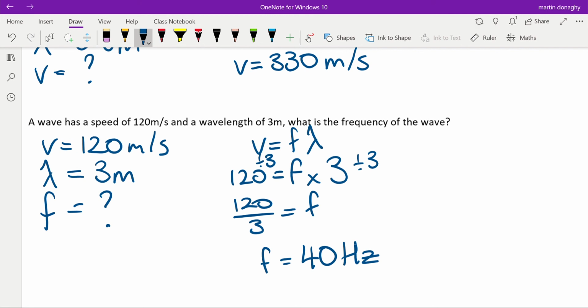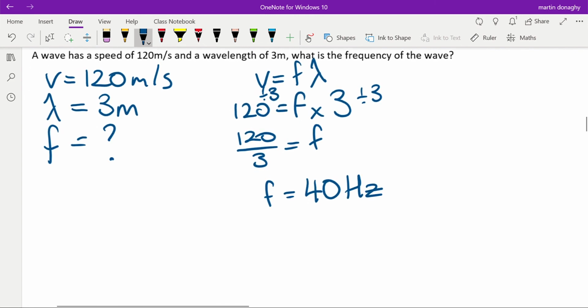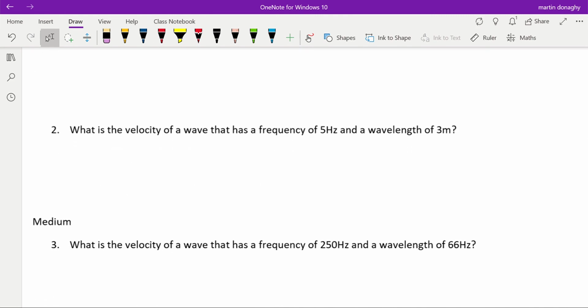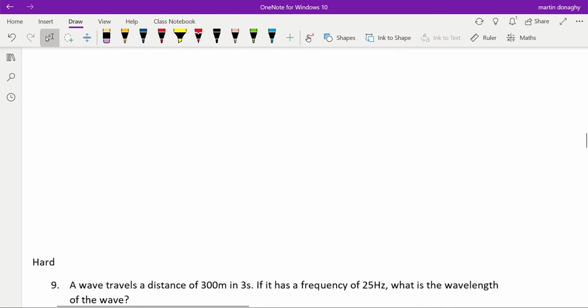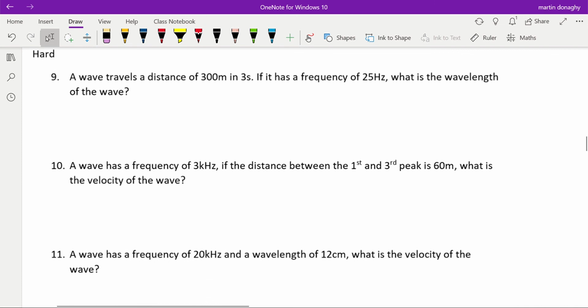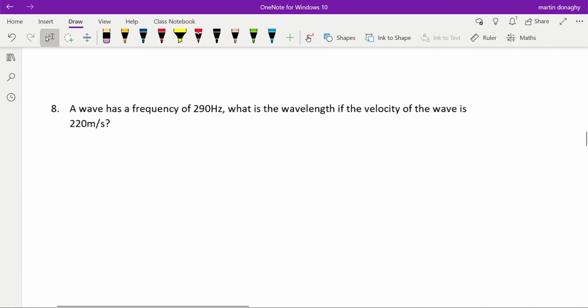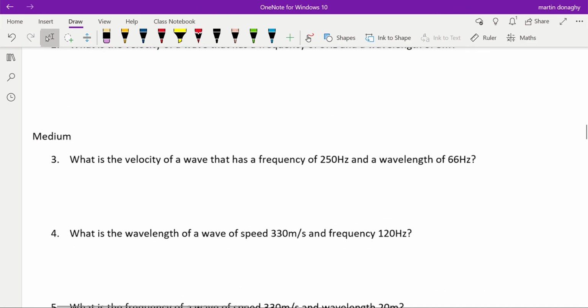What I want you to do now is to try the questions below. If you're not too confident with the maths, you can start on the easy ones. If you're happy enough with how those examples went, start at question 3, the medium ones. I would like everybody to be able to do all the medium questions. There's some harder questions at the end. Give them a go, but don't worry too much if you can't do them. I'll post little videos of the solutions on this document as well.